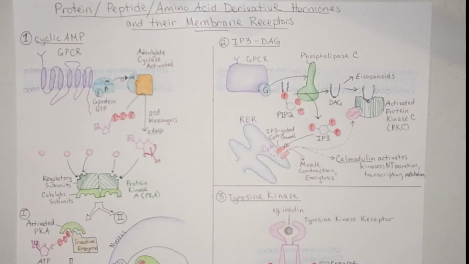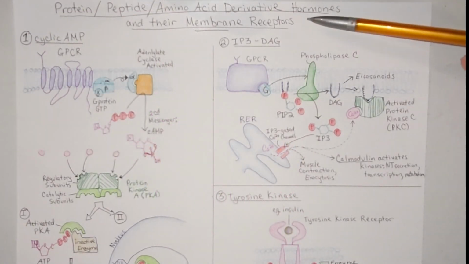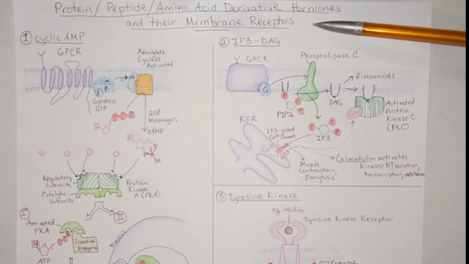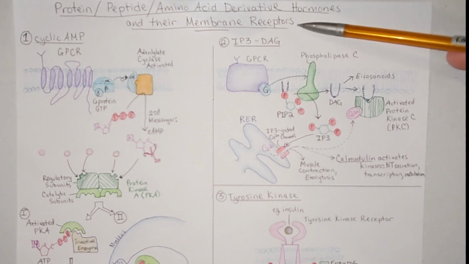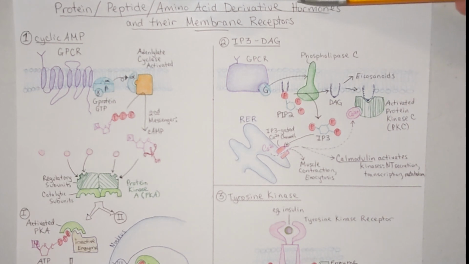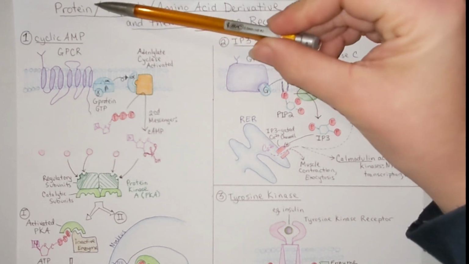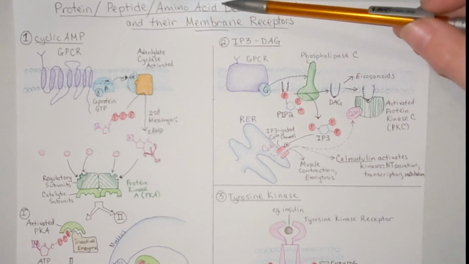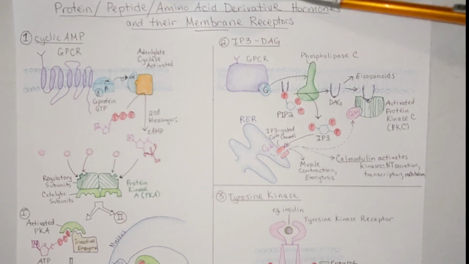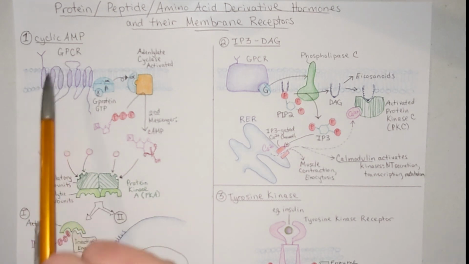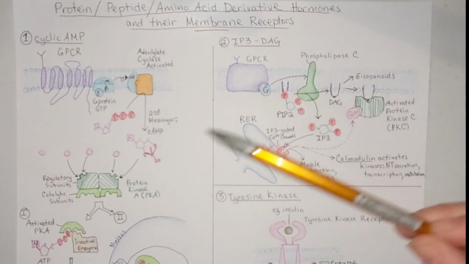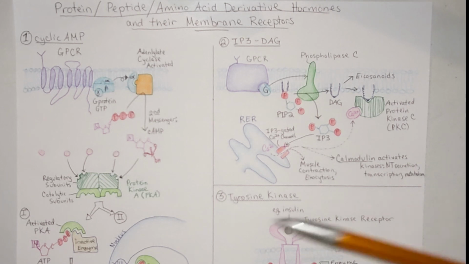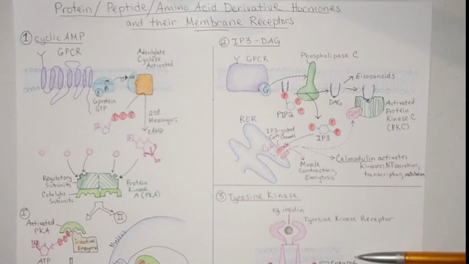Once again, this has been a video about the three different examples of membrane receptors and their ultimate action in response to binding to different types of proteinaceous hormones, longer proteins, shorter chain peptides, and amino acid derivatives. And once again, cyclic AMP and IP3 DAG, both of these are used as second messengers, and then we have the tyrosine kinase.